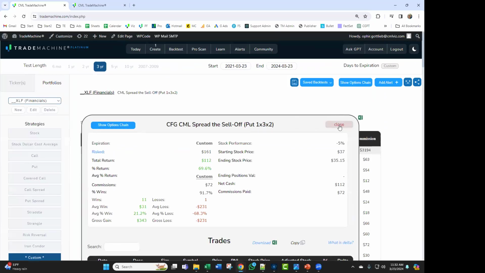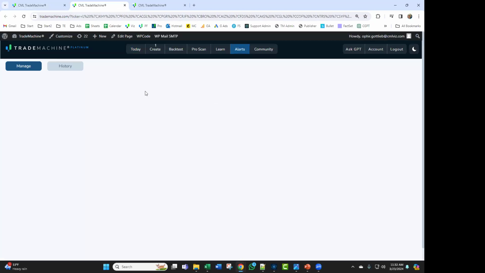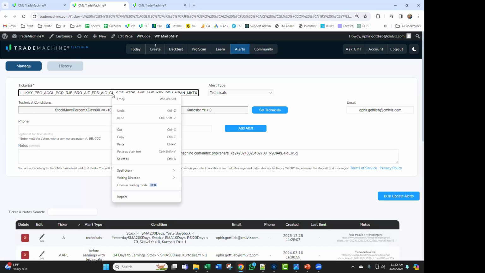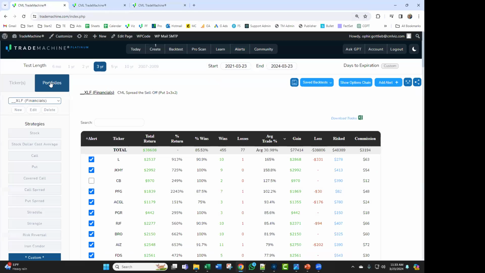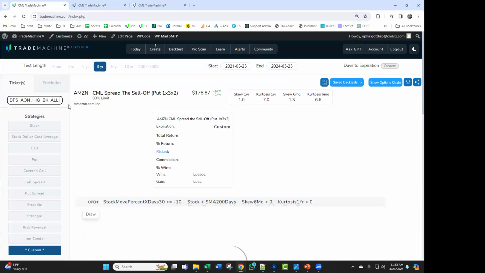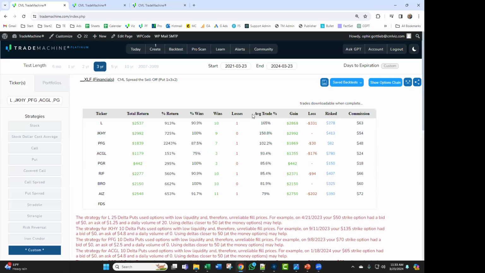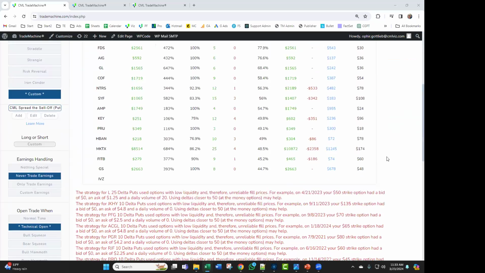So normally what I would do is add an alert with all of these, but it would be all the tickers. I want to show you a little trick. Okay, here's a TradeMachine trick. Click add alert. Take these tickers. I'm going to go slowly. I'm going to use my right click, select all. I'm going to copy those tickers. When I go back to the backtest tab, I'm going to go to tickers. I'm going to paste those tickers in there. So now I'm only looking at the tickers I selected. And if I've done this correctly, I think this will be 42 trades.